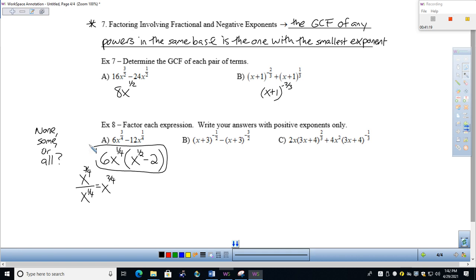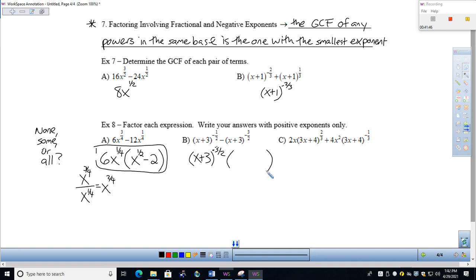Letter B. Two powers with the same base. The greatest common factor is the lower of the two powers. So x to the negative 3/2 is actually smaller than x to the negative 1/2. So this is the greatest common factor. Then I make my parentheses.